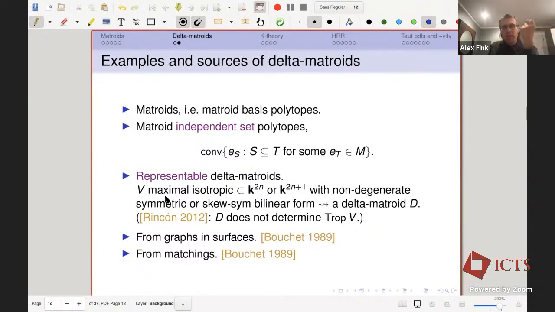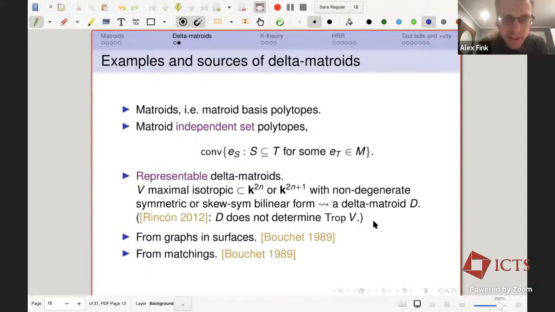If you have then a maximal isotropic subspace for that bilinear form, you do the same thing as I did in matroids. You write down a matrix for this space V. You look at which of its maximal minors are 0 or not, and that will produce a delta-matroid. It is not quite as closely connected to the tropicalization, but there's a paper of Philippe Rincon which describes the relationship there.